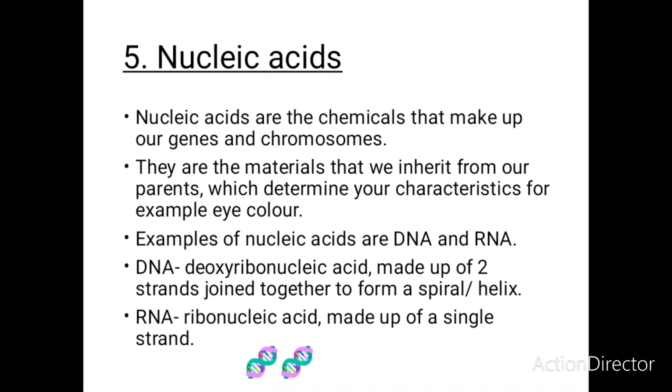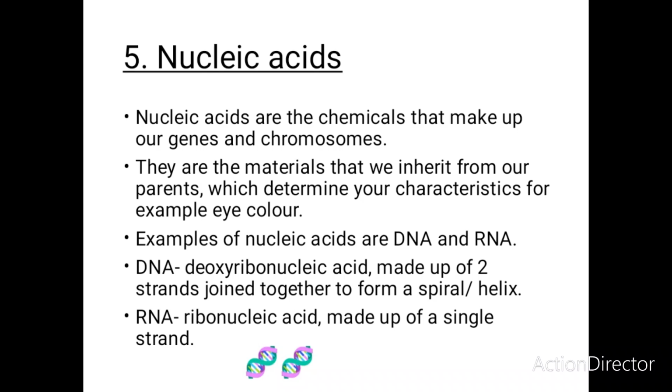Our next essential chemicals are nucleic acids. So nucleic acids are the chemicals that make up our genes and our chromosomes. They are the materials that we inherit from our parents, and they are the same materials that we pass on to our children. And these materials determine our characteristics, for example, eye color. Examples of nucleic acids are DNA and RNA.